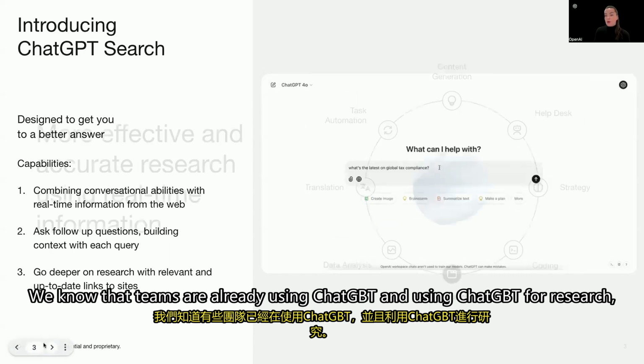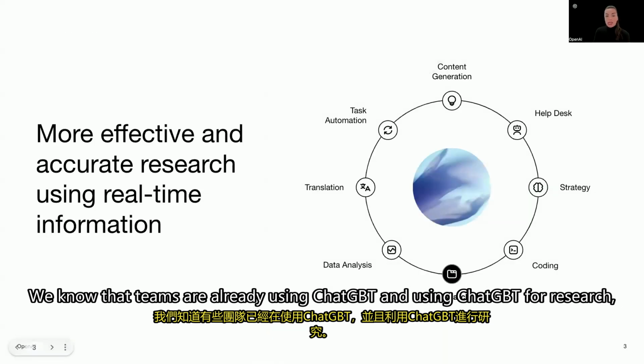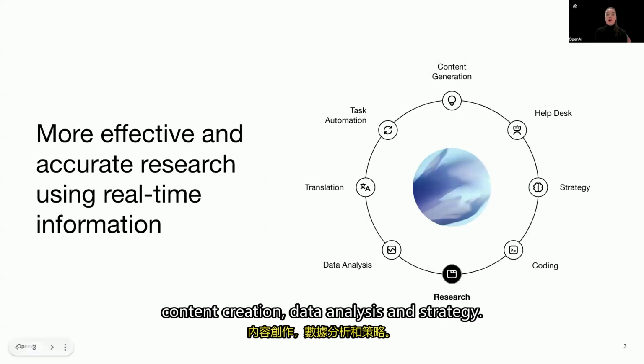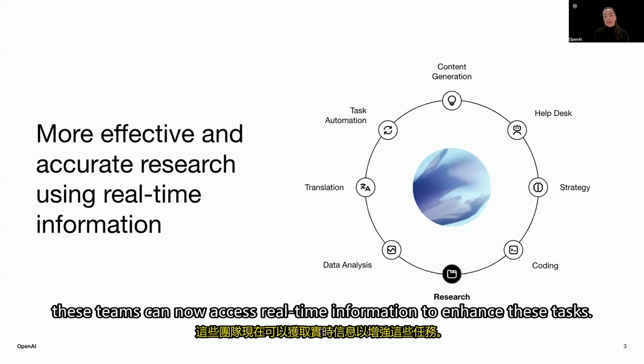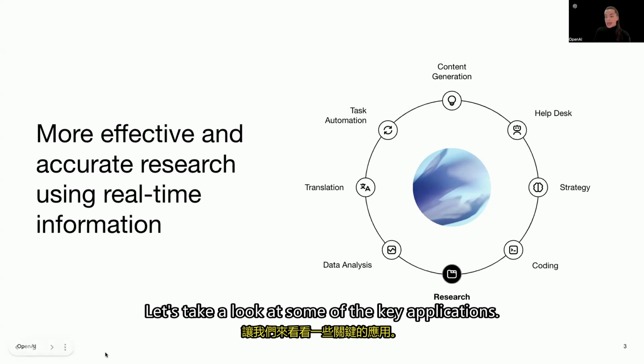We know that teams are already using ChatGPT for research, content creation, data analysis, and strategy. With the search capability, these teams can now access real-time information to enhance these tasks. Let's take a look at some of the key applications.